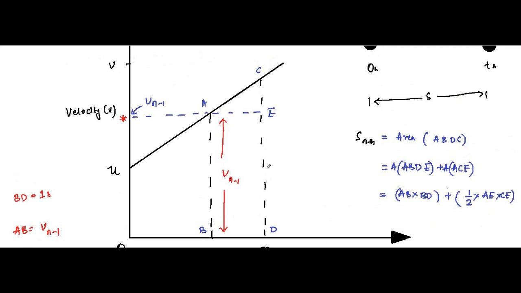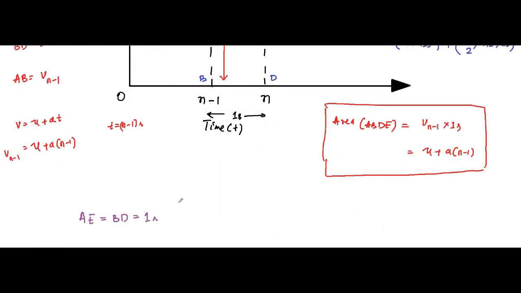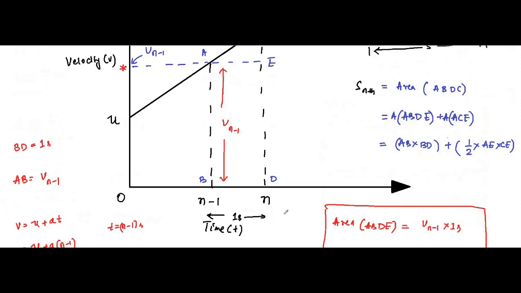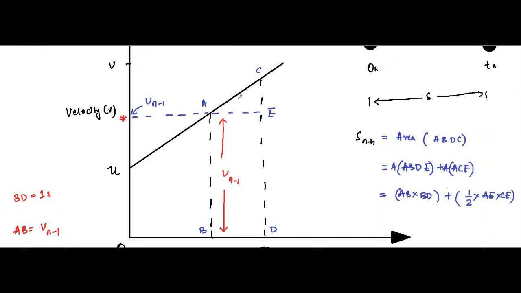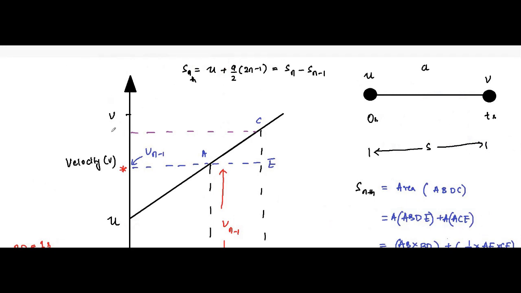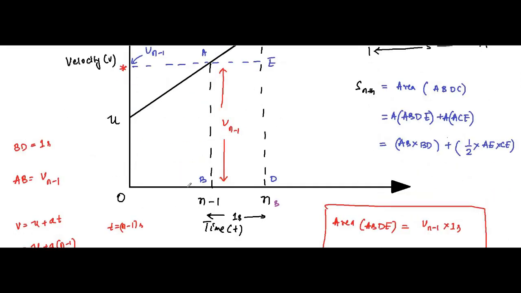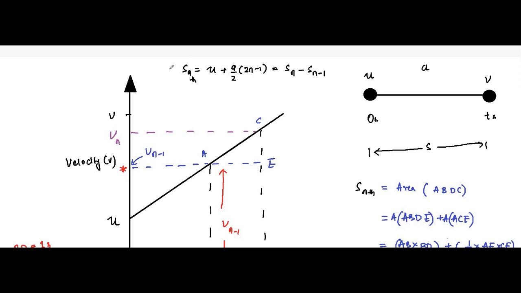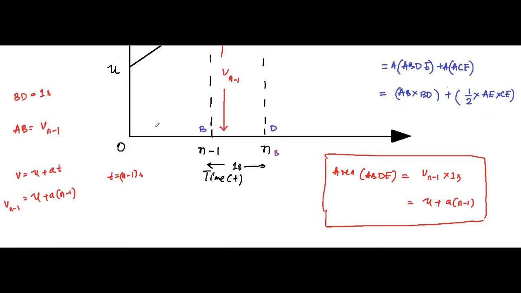Now CE is equal to CD minus ED. Here CD is the final velocity at the end of n seconds, which is Vn. Similarly, ED is the final velocity at the end of n minus 1 seconds.